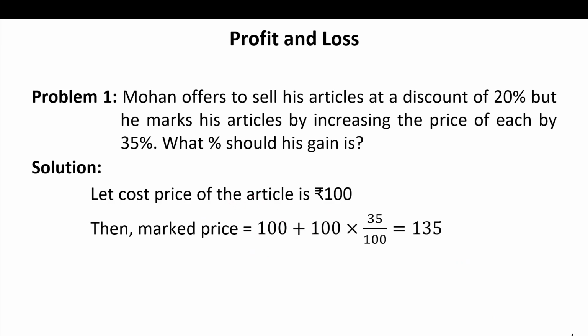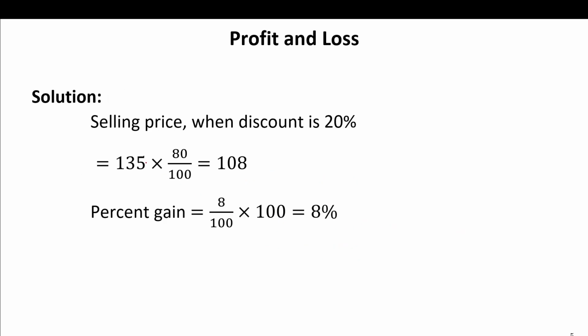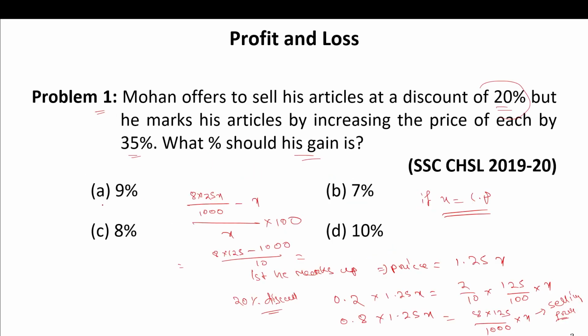So let the cost price of the article be 100. The marked price will be 100 plus 100 into 35 by 100, so it will be 135. So 135 into 80 by 100 is equal to 108. So the percentage gain will be 8 by 100 into 100, that is 8%. So 8% will be the correct answer. These are all wrong answers.